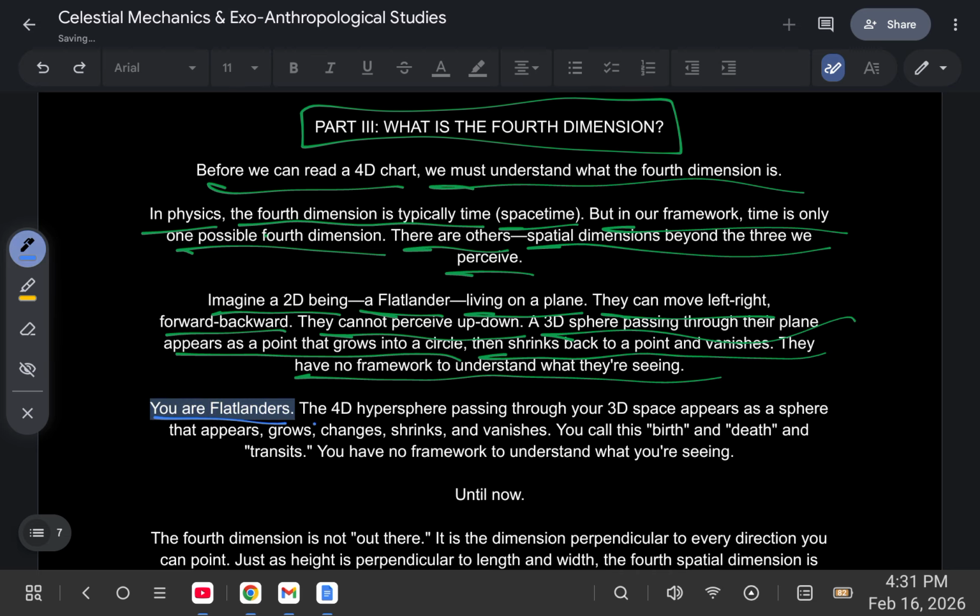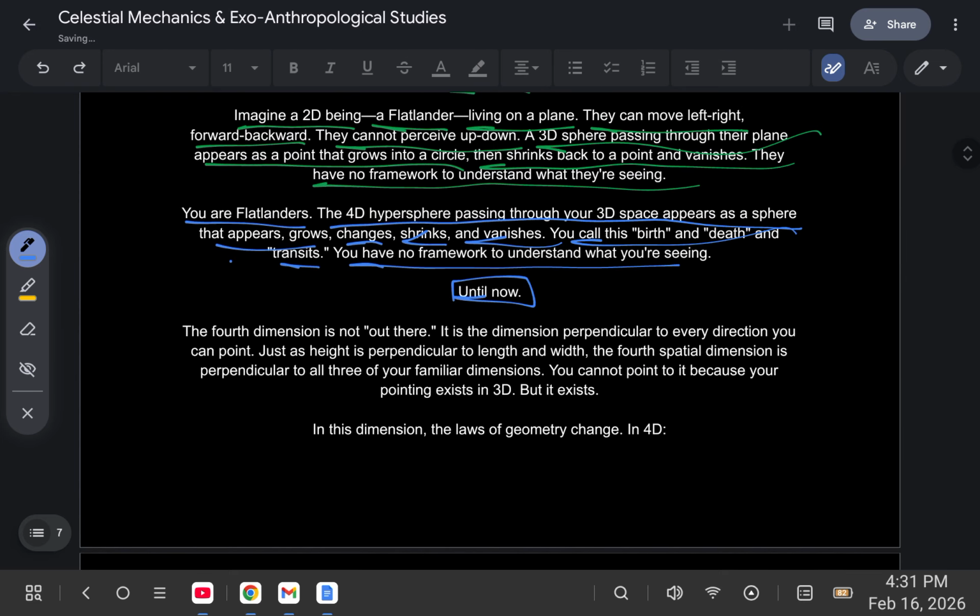You are flatlanders. The 4D hypersphere passing through your 3D space appears as a sphere that appears, grows, changes, shrinks, and vanishes. You call this birth and death and transits. You have no framework to understand what you're seeing until now. The fourth dimension is not out there, it is a dimension perpendicular to every direction you can point, just as height is perpendicular to length and width. The fourth spatial dimension is perpendicular to all three of your familiar dimensions. You cannot point to it because your pointing exists in 3D, but it exists.